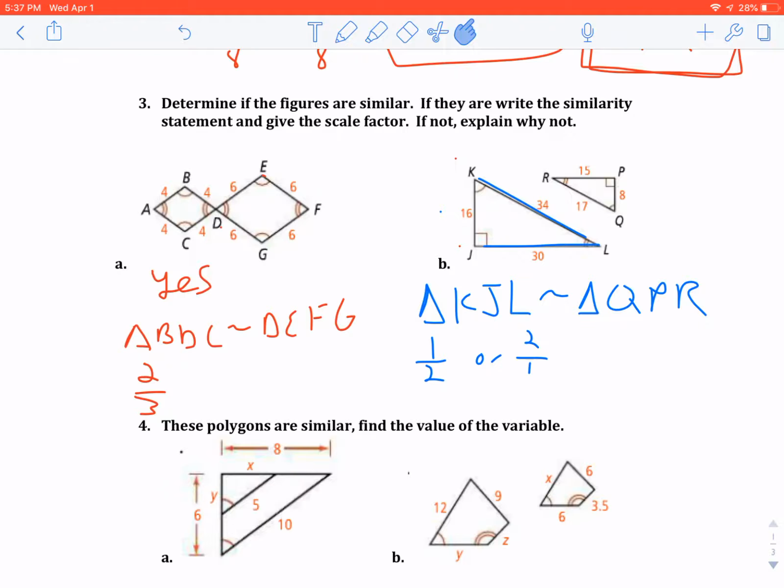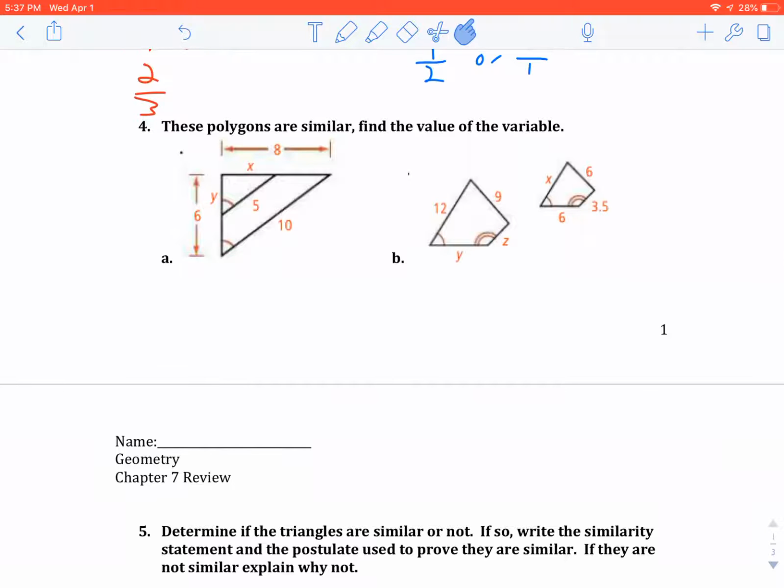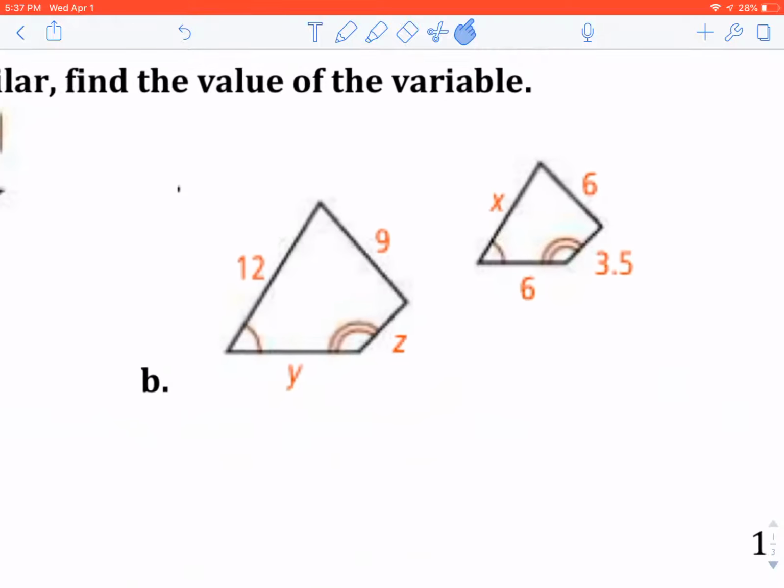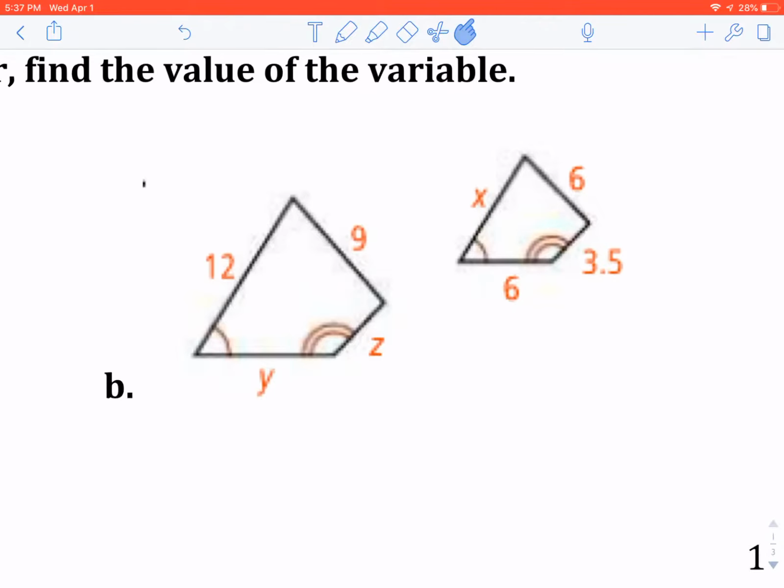The next one I'm going to do, a couple people asked about letter 4B. To do this, first of all, I'm telling you in the directions that these figures are in fact similar. So the only thing that I do know for certain is 9 and 6, and they compare to each other. I'm going to always use 9 to 6, and then I'm going to compare everything else.